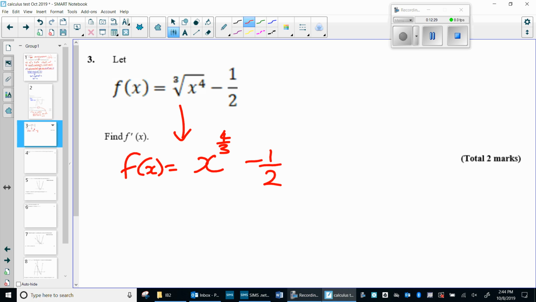So how do we differentiate this? F dash x, what are the rules for differentiating? You move the power to the front. So 4/3 x. And what do you have to do with this number here?